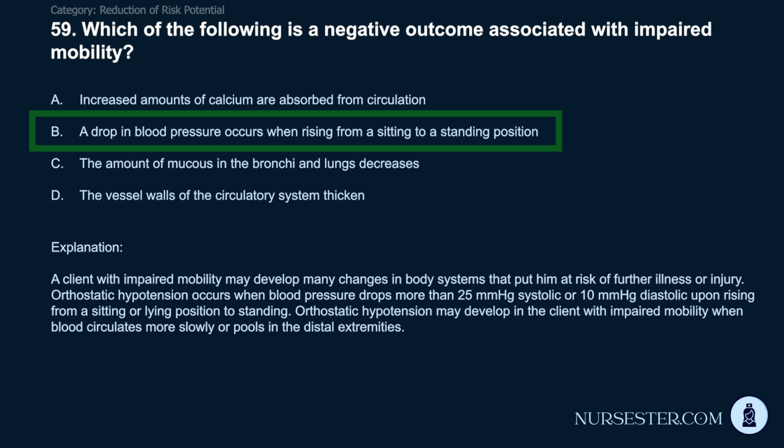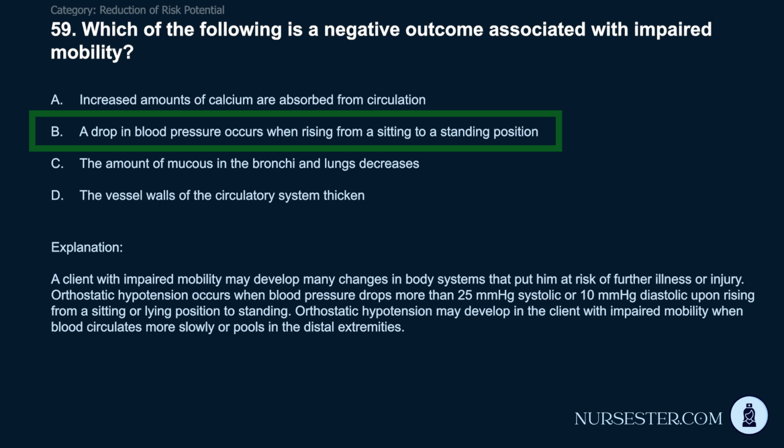A client with impaired mobility may develop many changes in body systems that put him at risk of further illness or injury. Orthostatic hypotension occurs when blood pressure drops more than 25 mm of mercury systolic or 10 mm of mercury diastolic upon rising from a sitting or lying position to standing.